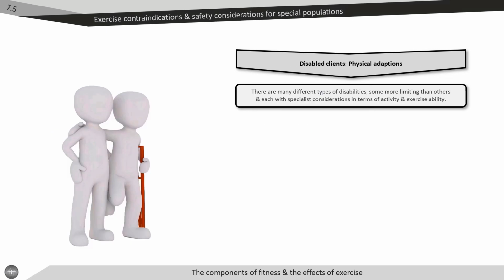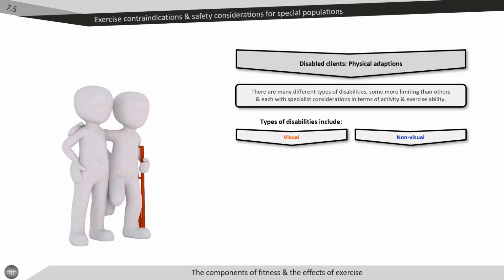There are many different types of disabilities, some being more limiting than others, and each with a specialist consideration in terms of activity and exercise ability. The World Health Organization defines a disability as an umbrella term covering impairments, activity limitations, and participation restrictions, some of which can be visually apparent and some which cannot.